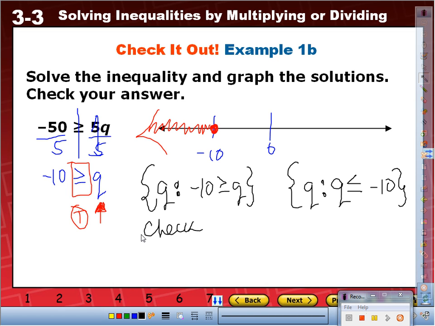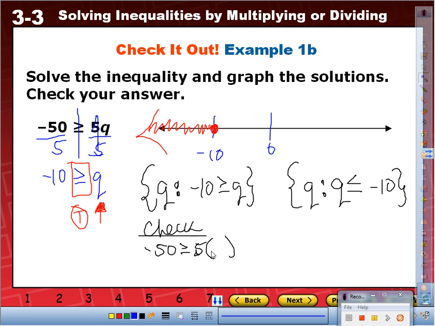Check. I'm going to rewrite the original inequality, negative 50 greater than or equal to 5, and instead of q, I'm going to open a parenthesis. So let's see. Think about it. I'm going to choose a number in this area because I said that all those are solutions. Is that correct? So let's see. I could choose the very next one after that, negative 10.000001. Okay. Now I'm going to make it an easy one.